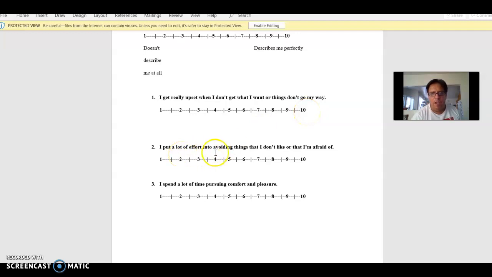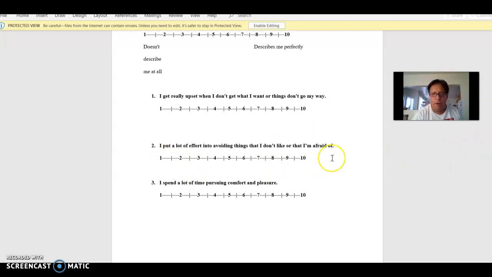Second question, I put a lot of effort into avoiding things that I don't like or that I'm afraid of. Again, rate yourself accordingly. I spend a lot of time pursuing comfort and pleasure. That's an interesting question. Again, 1 through 10. So what I'd like you to do is just go ahead and, this isn't going to be collected. This is just more for your own knowledge. But try to be honest with yourself. But do this after you've read the Discipline of Desire text, okay?